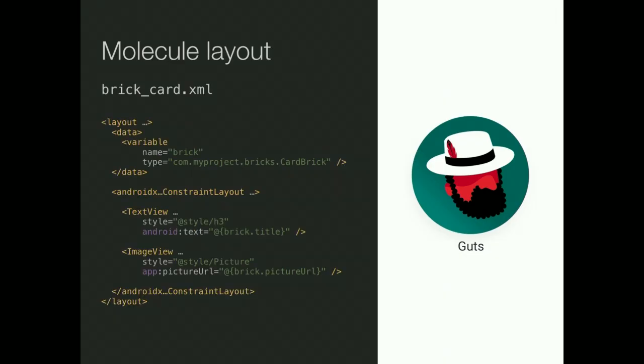So the corresponding layout is very simple. It looks like this. So here you clearly see how the atoms are composing the molecule with a text and image view. Okay, and we just rely on data binding to bind the data we saw before, so the title and the URL, with our view. I don't show it here, but we obviously have some custom binding adapters to bind our data to the view.